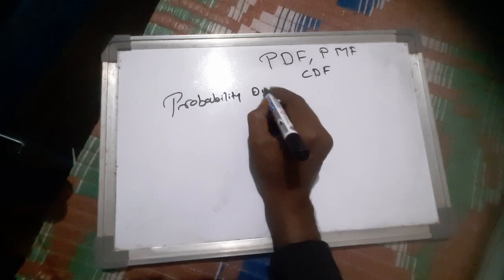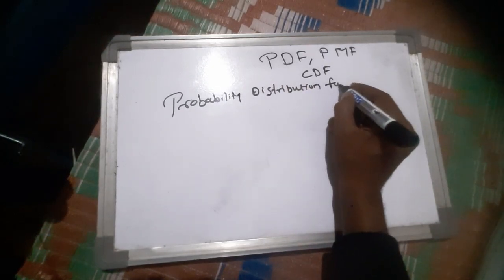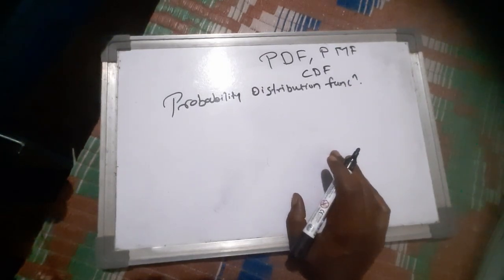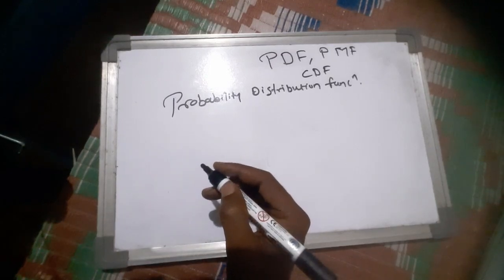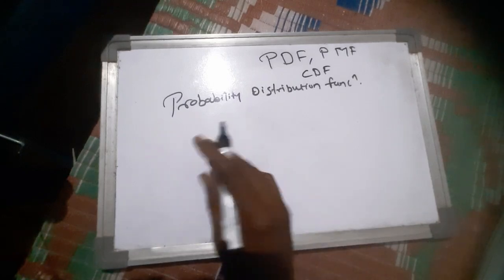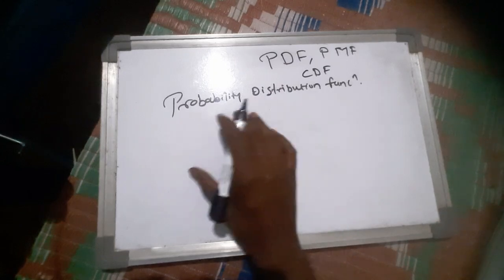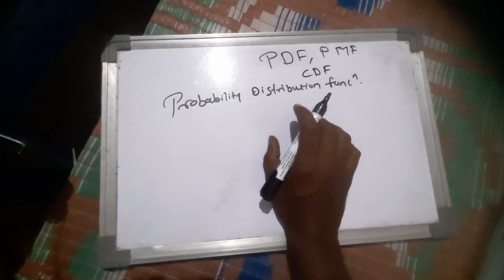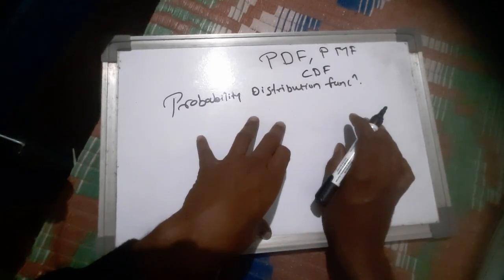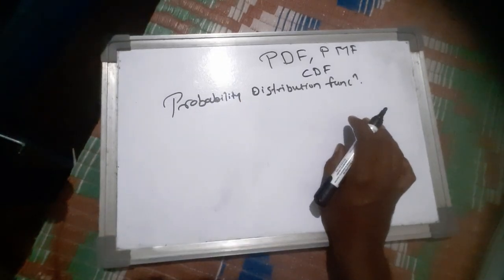First we understand about the probability distribution function. A probability distribution function describes how the probabilities are distributed over the values of a random variable, right? I'm not writing the definitions on my board because this board is too short, so please bear with me.